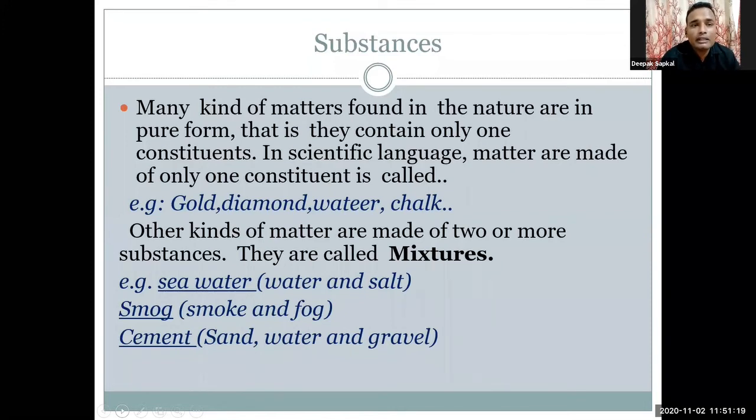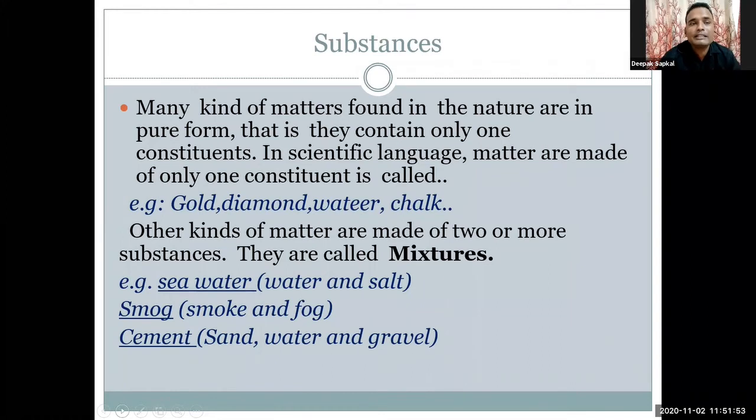And the thing which is made up of more than one substance is called a mixture. Understood? There is a difference between the two. Many times we use the same word, mixture. Why did you add these things? Why did you make this mixture? But mixture means a thing which is made up of more than one thing.